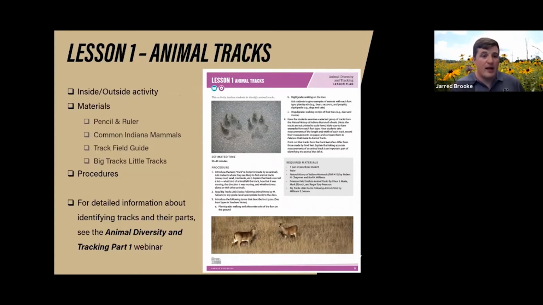The materials that you'll need for this lesson are going to be a pencil and a ruler, that common Indiana Mammals publication, and a track field guide. I have a mammal track and sign field guide here, which is a good one, but you can find lots of them online. And then the publication that's good to have as well, or the book, is this Big Tracks, Little Tracks. It's another good book to have to introduce the concept of animal tracks.